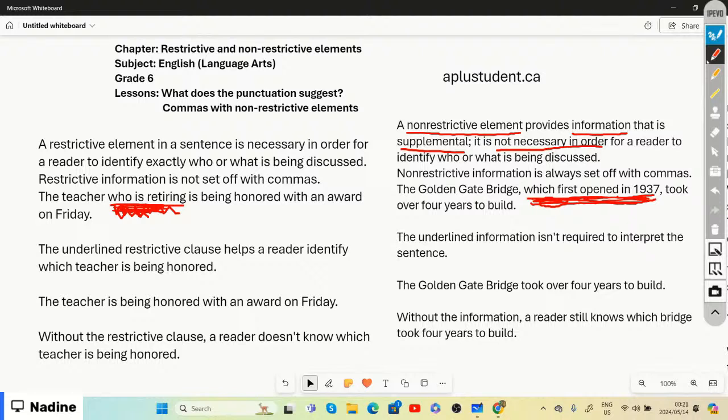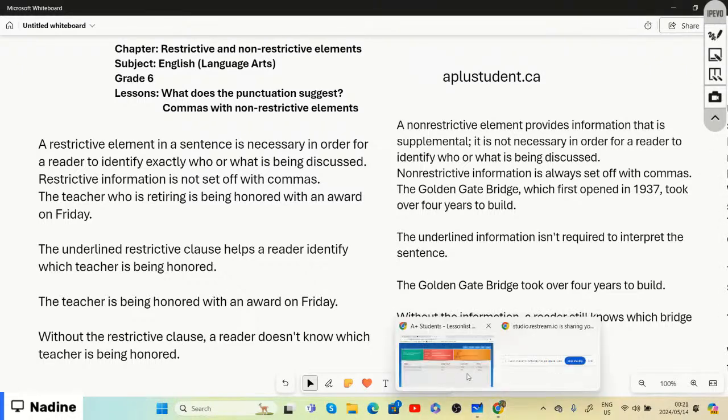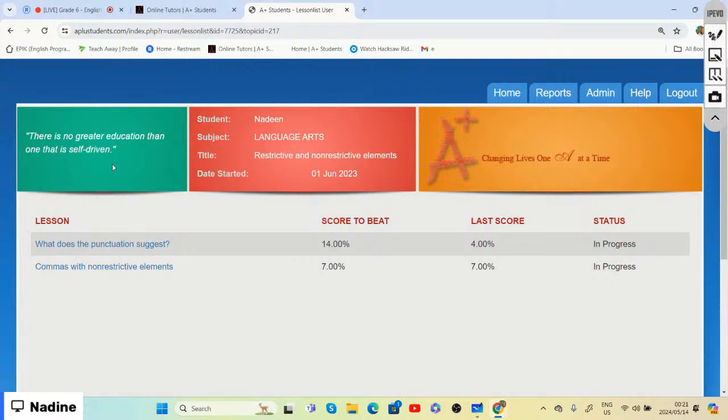All right, so we're going to move along. Now we're going on to aplusstudents.ca, and we are going to go over some of the restrictive and non-restrictive elements again, and then we're going to do our test. What does the punctuation suggest?